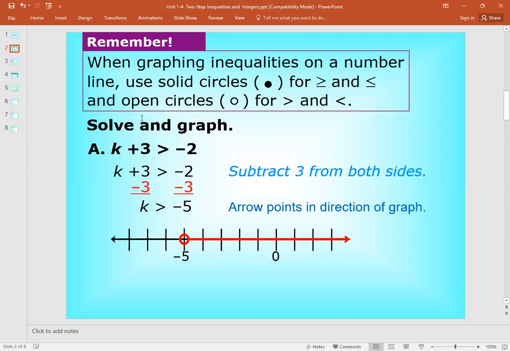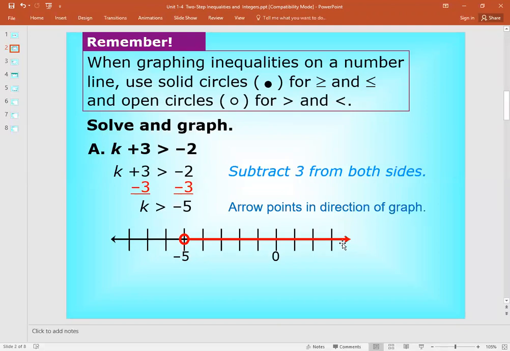So if I wanted to solve and graph k plus 3 is greater than -2, I would use my steps just like when I solve equations. I would first subtract 3 from both sides, and that would give me k is greater than -5. So in order to graph this, I would find -5 on the number line. Since it is greater than, we would have an open circle, and we would draw our arrow to the right, all the numbers greater than -5.